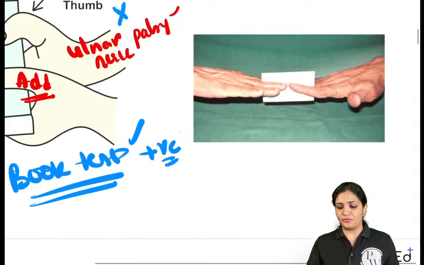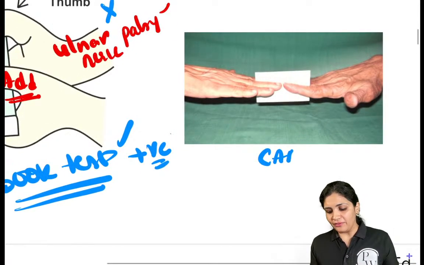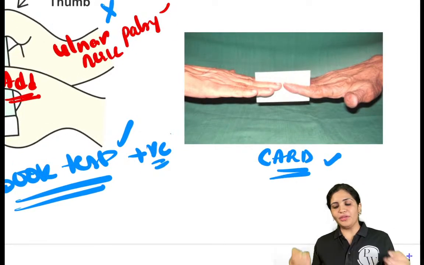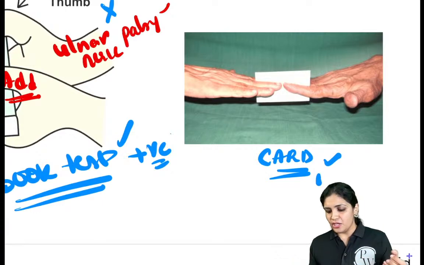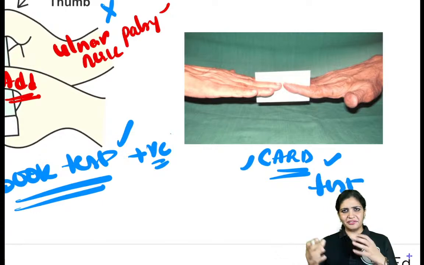Now what are the other tests of ulnar nerve palsy? So we have completed the book test, then we are holding what? The card test. So this is very easy for you. I hope you have revised it many times.